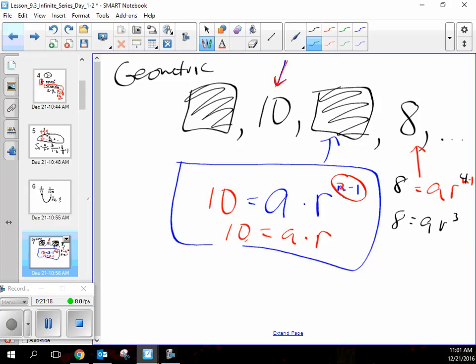Okay. So now, this one's really easy to solve for stuff. You can either solve it for r or solve it for a. Either way is pretty easy. Okay, why don't we solve it for a? Would you agree that a would equal 10 over r? So then I could stick that right here, times r to the third, and ooh, some stuff's going to cancel.